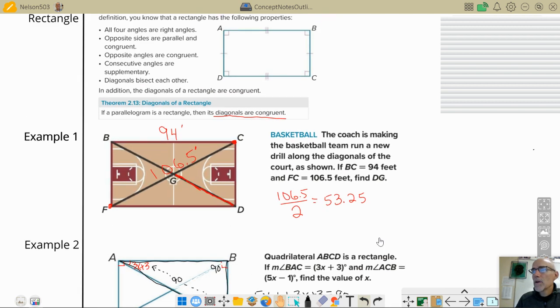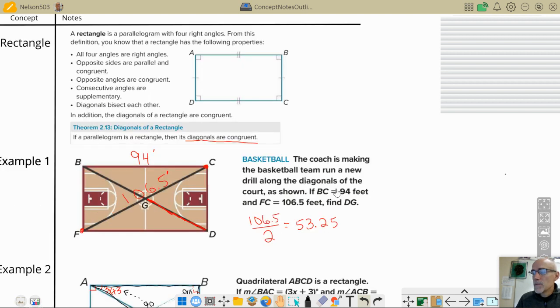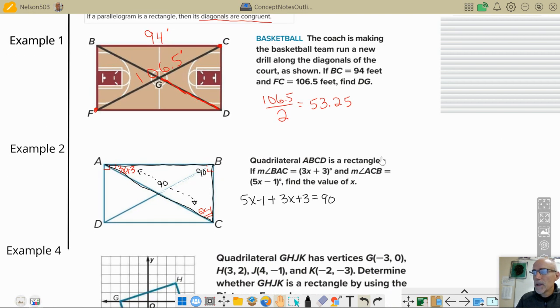So let's look back here at our main objective. I can use properties of rectangles to improve my deductive reasoning skills, right? That means that I can make conclusions based on given information. So my given information was it's a rectangle, and then we got these expressions for these angles down here. And then I step back and say, what kind of conclusion can I make? All right, I hope I'm making this clear. I know you guys can do this, and I'm not trying to insult anybody's intelligence. If you're picking up on this and thinking, this is easy, fantastic.